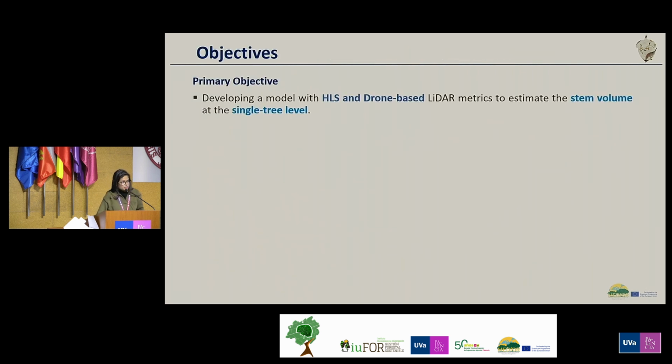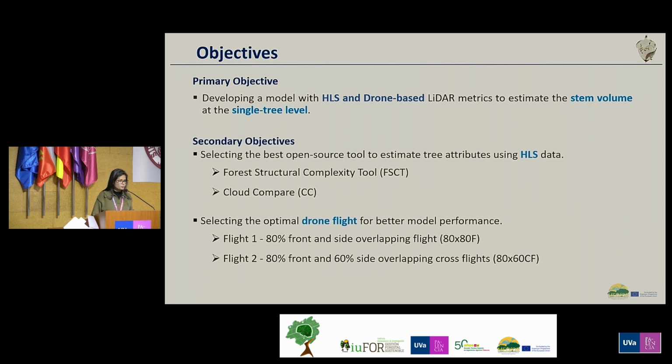The primary objective of this research was to develop a model using HLS and drone-based metrics to estimate stem volume at the single tree level. To achieve this primary objective, I had to go through 2 different objectives. First of all, I wanted to select the best open source tool to process handheld laser scanning data, and then I wanted to select the optimal drone flight, which I'll discuss later.